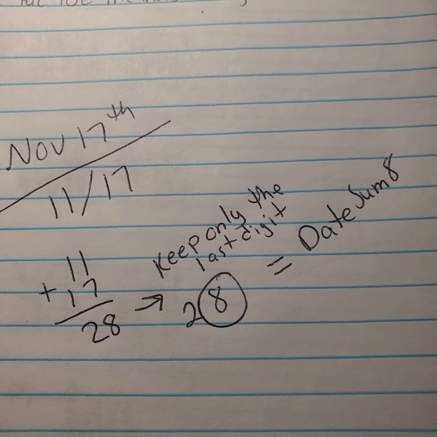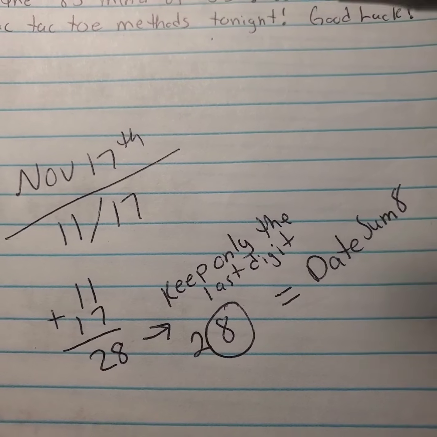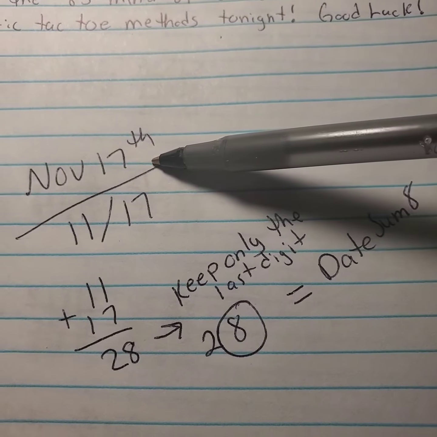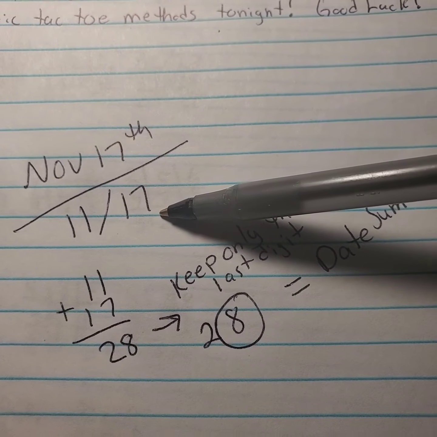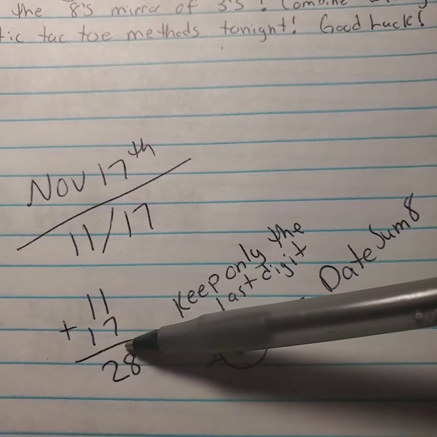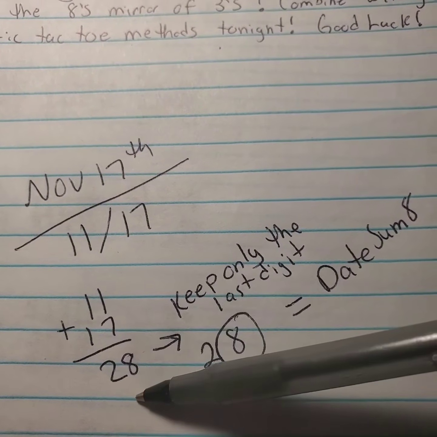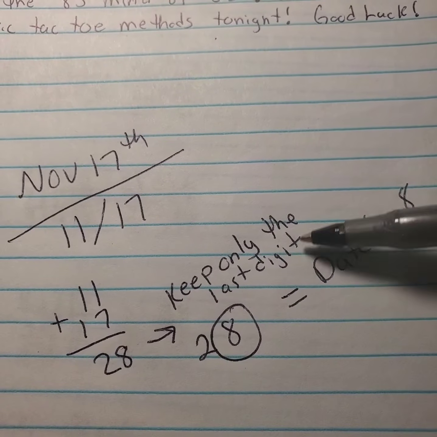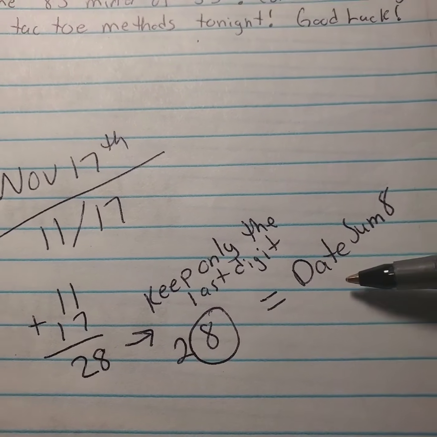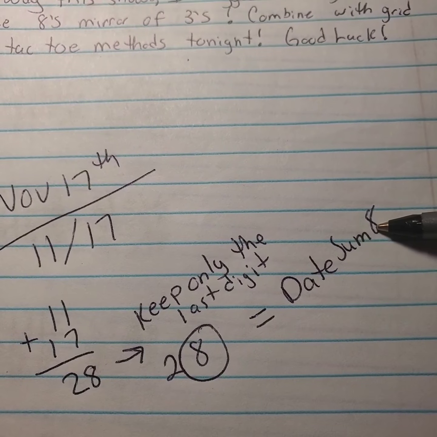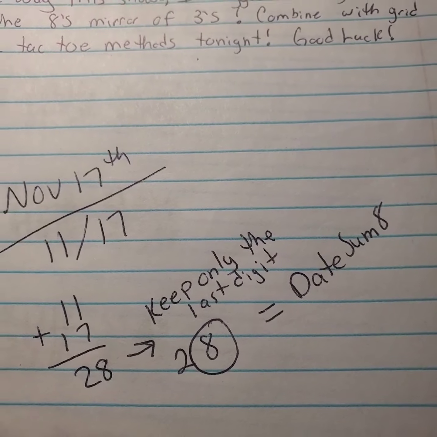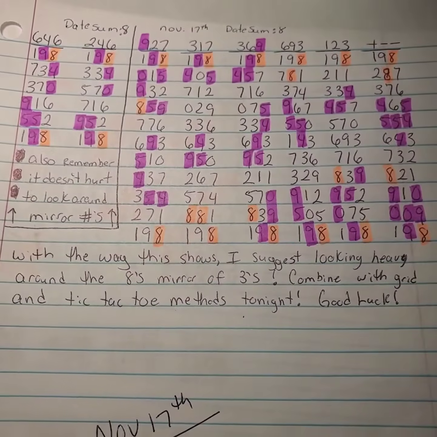Before I start explaining what we're going to do for this video on how to do some rundowns, here is how to get the date sum. For this particular video, I have November 17th, which is 11/17 for your date. You add the month to whatever the date is. In this case, you get 28. You keep only the last digit, meaning that you keep the 8. The 8, therefore, is your date sum. Now, continue watching the video and I'll explain how this works.